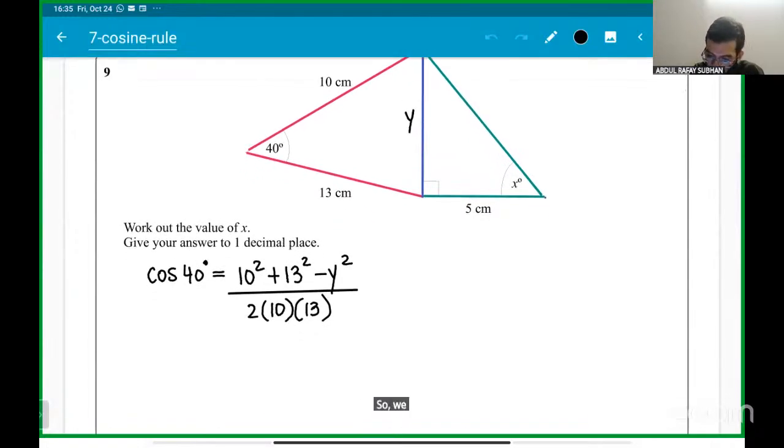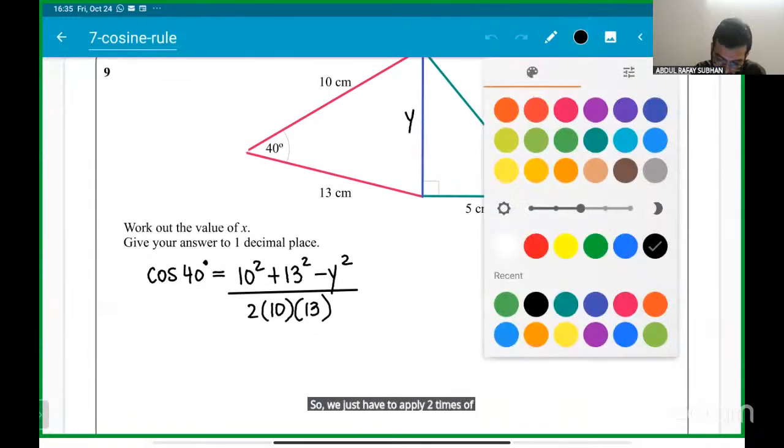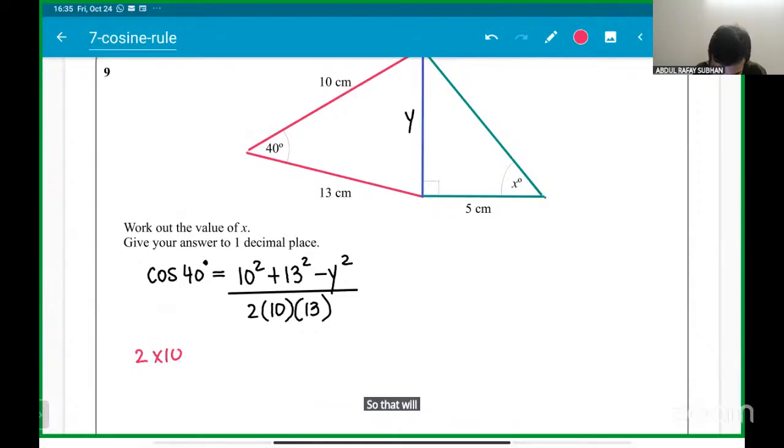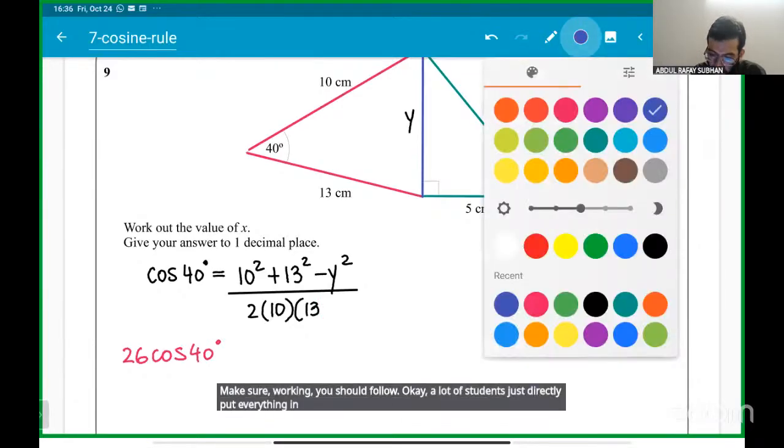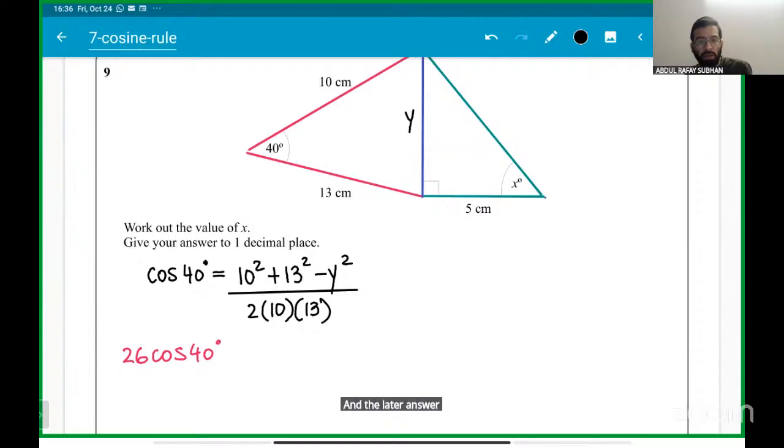So we just have to apply 2 times 10 times 13. 2 times 10 is 20, and 20 times 13 will be 260. Make sure you follow the working. A lot of students just directly put everything in the calculator, and later the answer is not accurate. Okay.